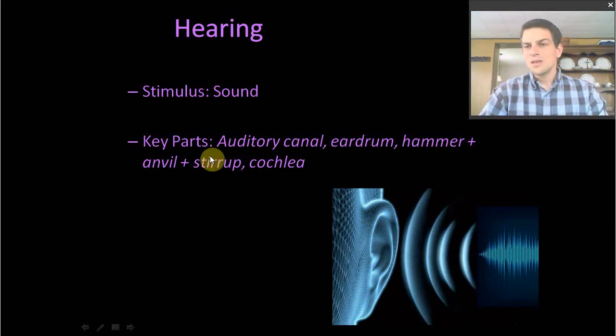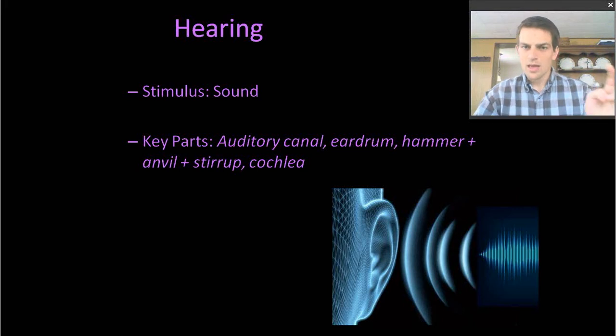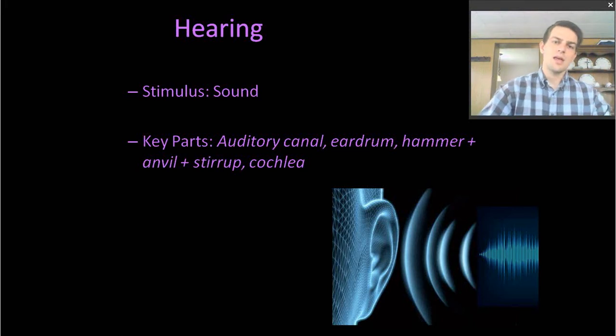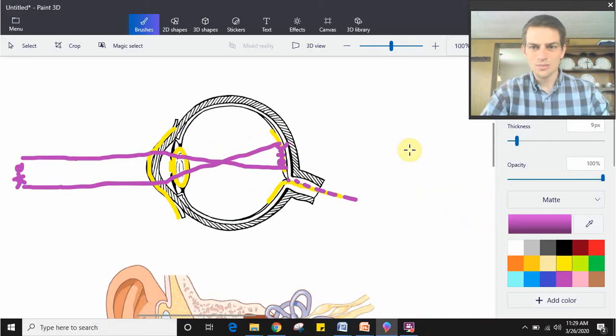And the key parts of the ear that we're going to talk about are the auditory canal, the eardrum, and then these three little bones called the hammer, anvil, and stirrup, and the cochlea. So let me go ahead and bring up the diagram here and show you what these parts are.